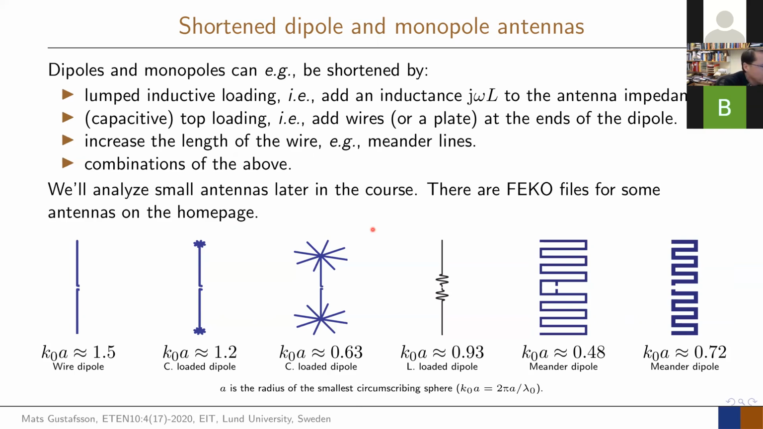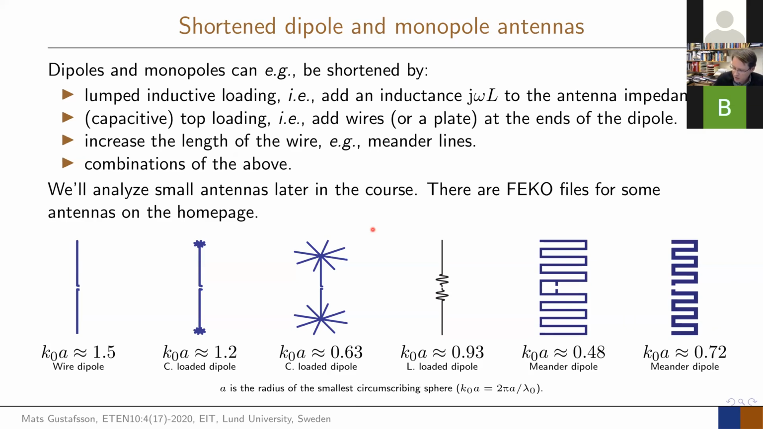And there are quite a lot of tricks to make these antennas smaller. So you would like to have similar radiation properties: they should radiate like a dipole if they are standing in basically free space. If they're above a ground plane, they should radiate like a monopole, but they should be smaller. So we need to shrink them.